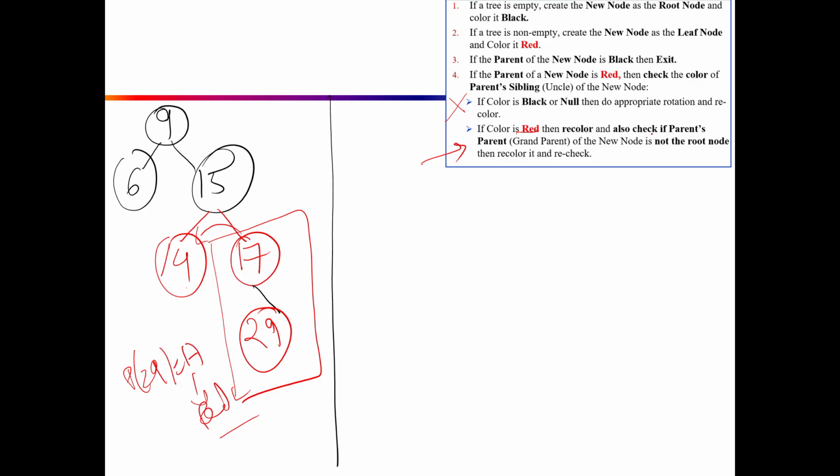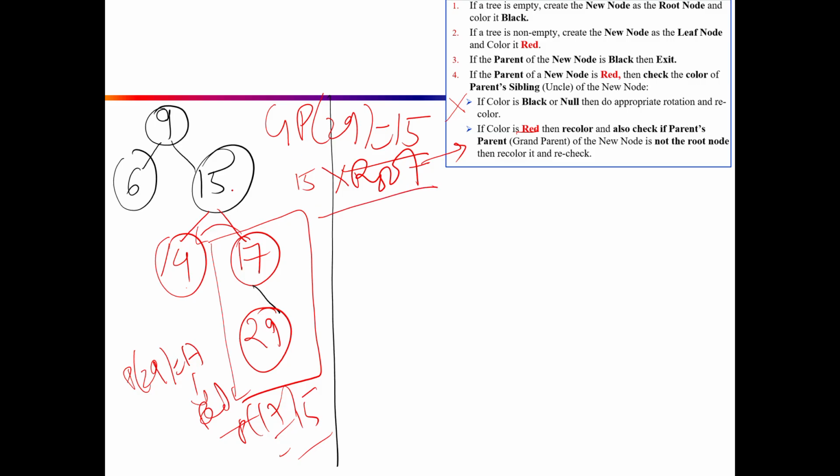Now, also check the parent's parent, that is the parent of 17, that is 15. The parent's parent is the grandparent of 29. So who is the grandparent of 29? That is node number 15. Is 15 the root node? No, 15 is not the root. So we need to recolor it and recheck it. That means we need to recolor the grandparent also. All right. And then entire rechecking is required.